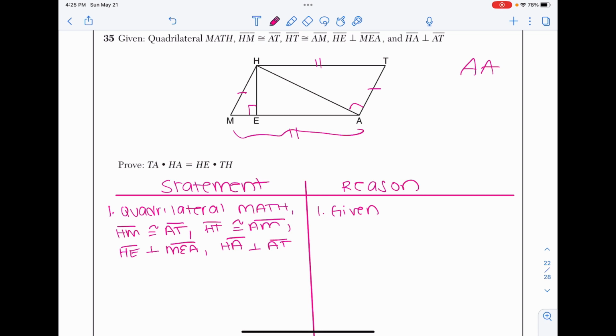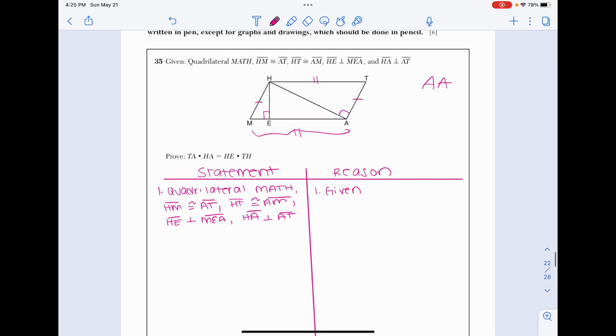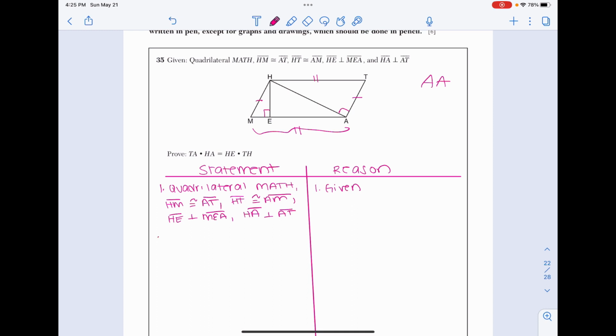Okay. All right, so let's work with the givens. Once you write the givens, see if you can elaborate on them. I know that if HM and AT are congruent and HT and AM are congruent, that we have a parallelogram here. So I'm going to say for line 2 that MATH is a parallelogram. The reason is always, well, how do you know that? And I'm going to say a parallelogram is a quadrilateral where opposite sides are congruent.